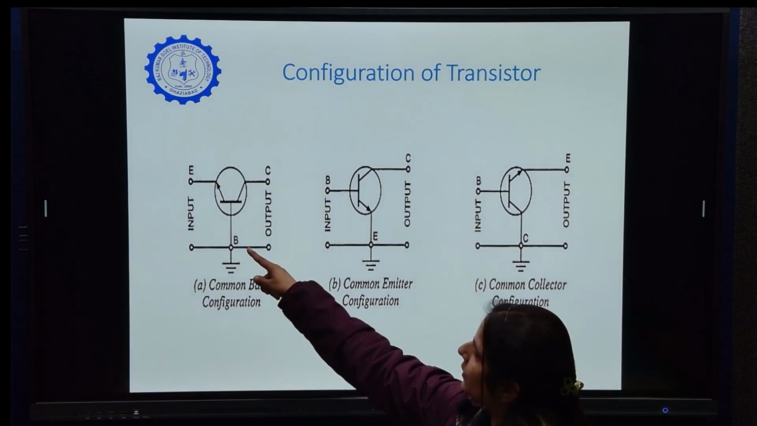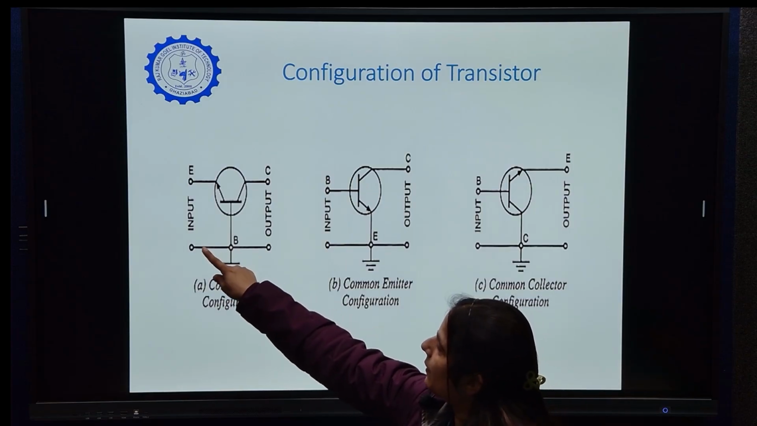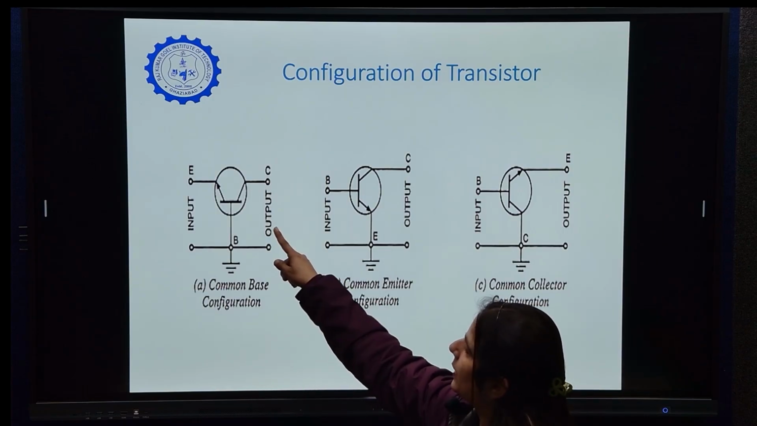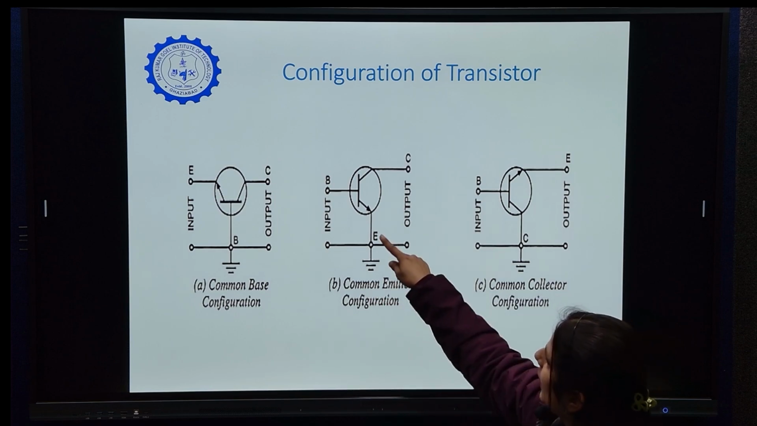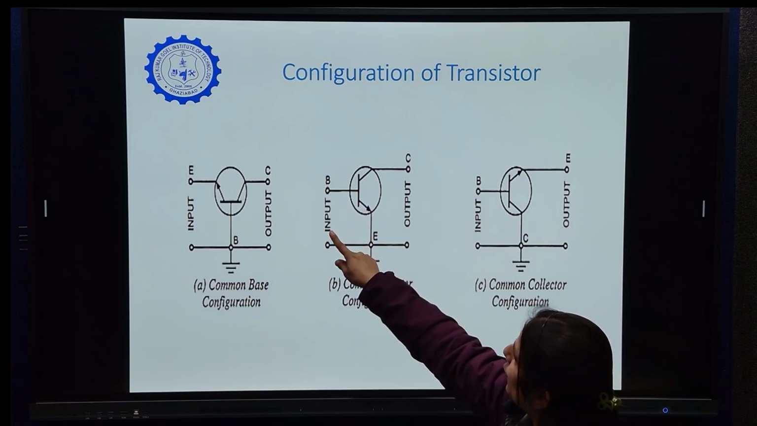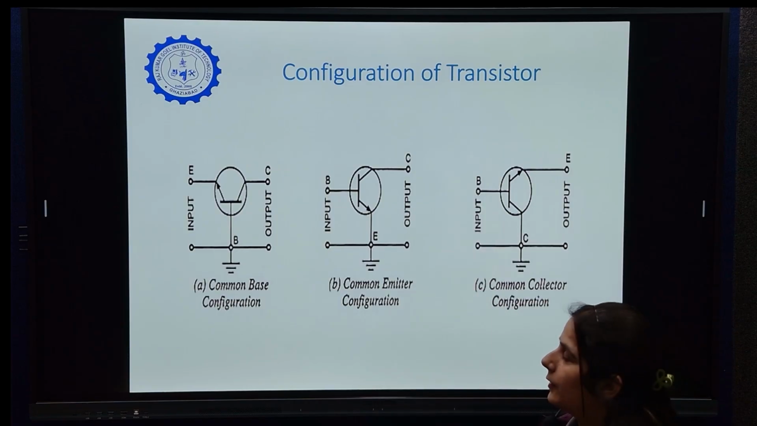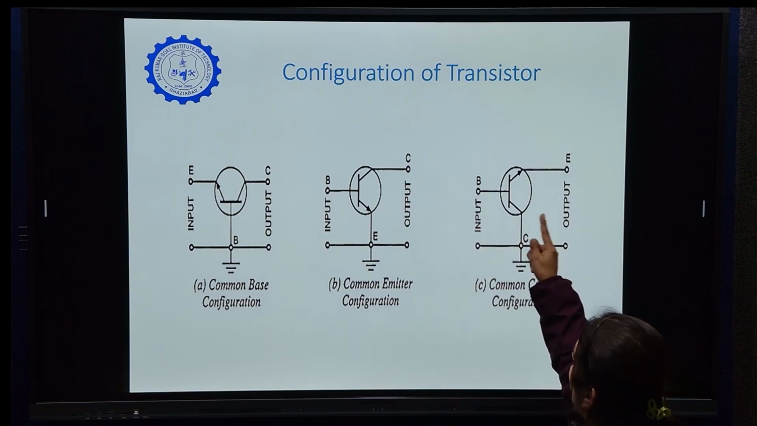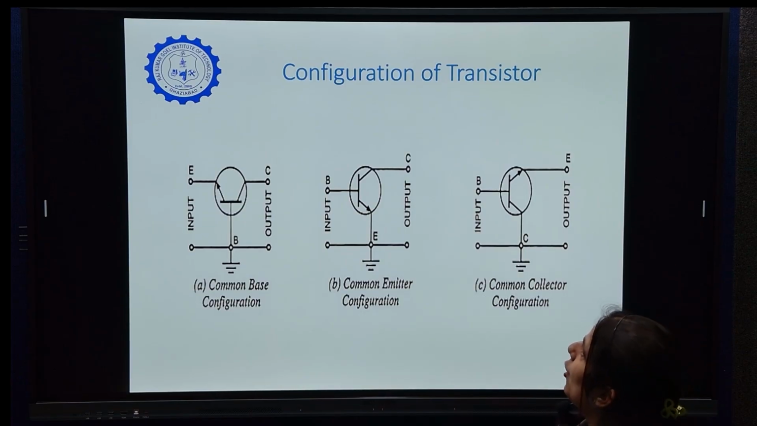In common base configuration, the base is common and input is given through the emitter terminal and output is taken from the collector terminal. This is common base configuration. This is common emitter configuration, where the emitter is common and input is given through the base terminal and output is taken from the collector terminal. In common collector configuration, the collector is common and input is given at the base terminal and output is taken from the emitter terminal. These are the configurations of transistor.